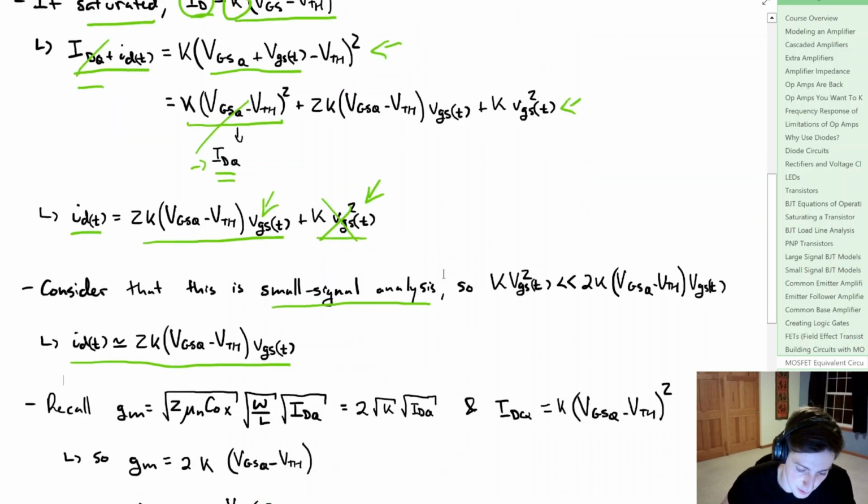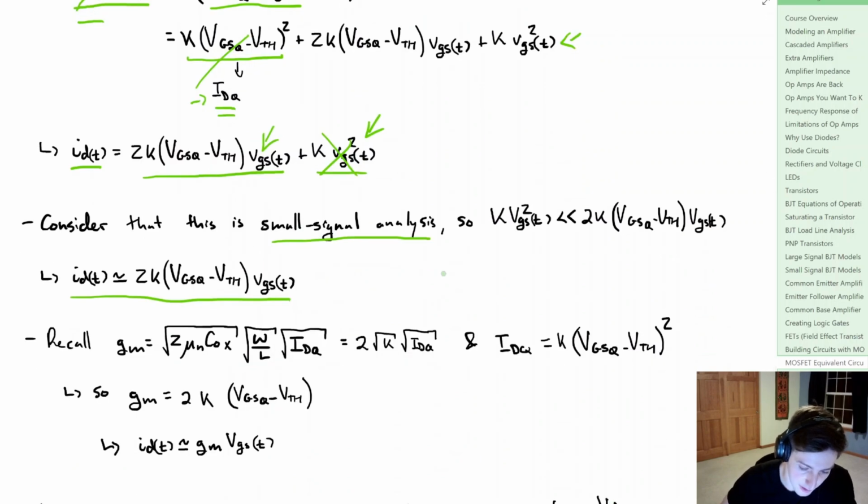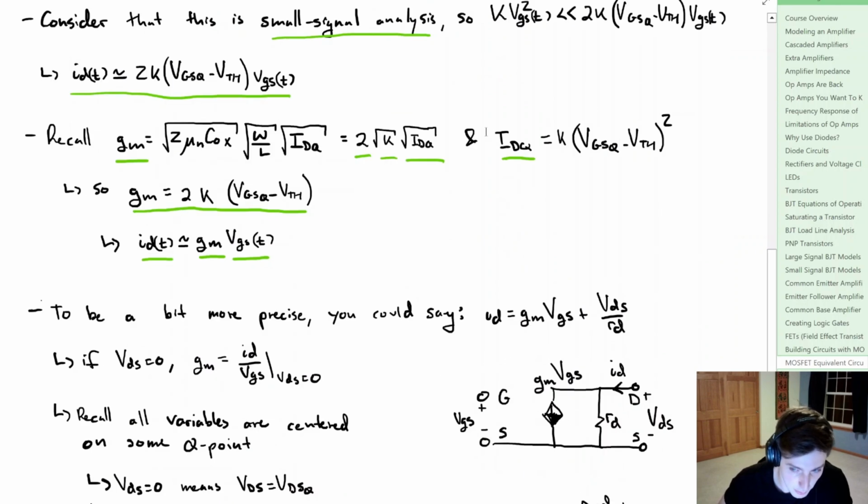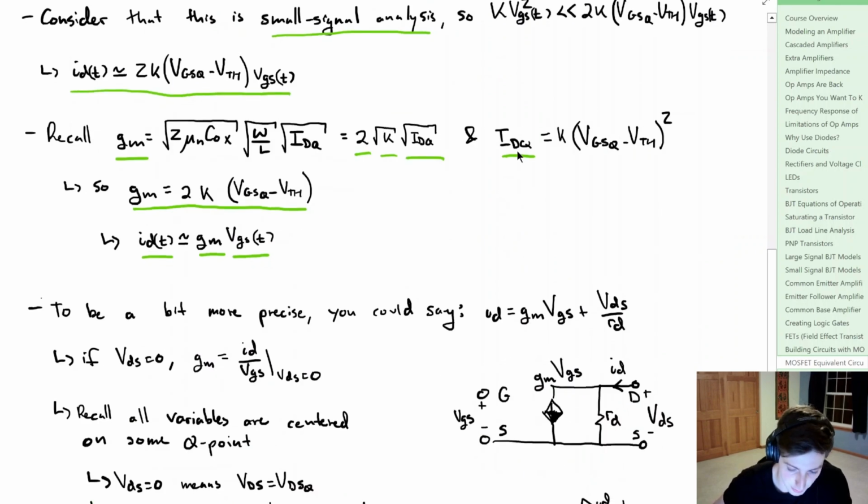Now if we recall what our value for that transconductance is, we know that's also equal to 2 times the square root of K times the square root of the Q point drain current, and we know what that drain current is at the Q point, so we can again make some substitutions, and what we arrive at is that the drain current for that small signal is approximately equal to the transconductance times the small signal gate to source voltage. We can also be a little bit more precise, and we can set up a different model.